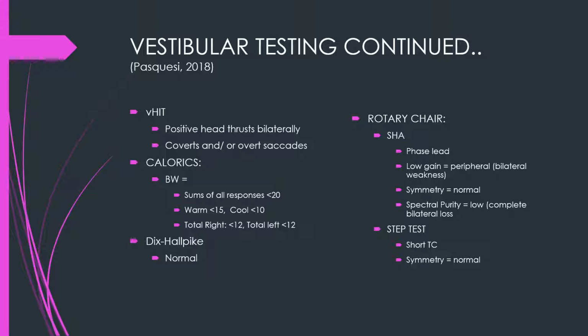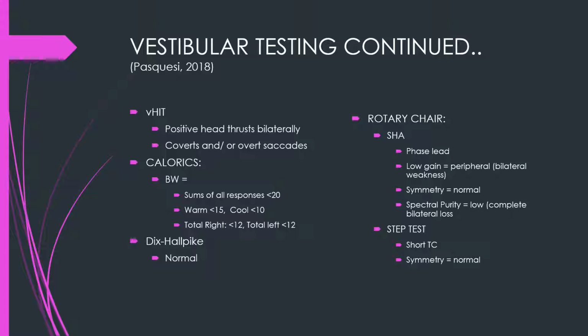When it comes to V-HIT, you would see positive head thrusts bilaterally, so on both sides, and you'd see either covert or overt saccades. When we're looking at calorics, we would see bilateral weakness. Dix-Hallpike would be normal. Rotary chair, we would see low gain, which is indicative of bilateral weakness. Symmetry would be normal, but you would see low spectral purity, and this is consistent with a complete bilateral loss.